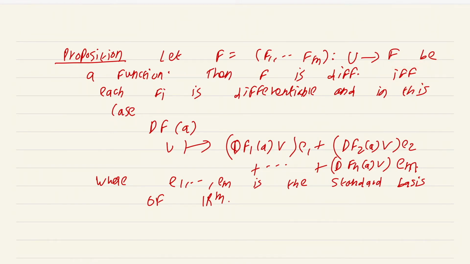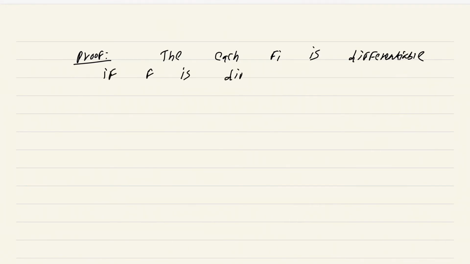Okay, now one part has already been established as part of the last theorem. So proof that each fi is differentiable if f is differentiable was the previous theorem. Okay, so now we have to prove the converse. We have to assume that each fi is differentiable and prove that the map f itself is differentiable.